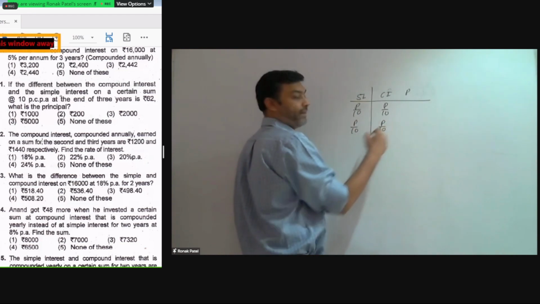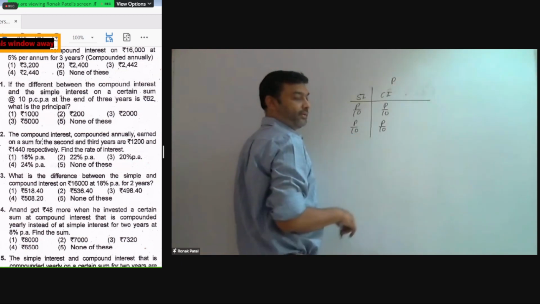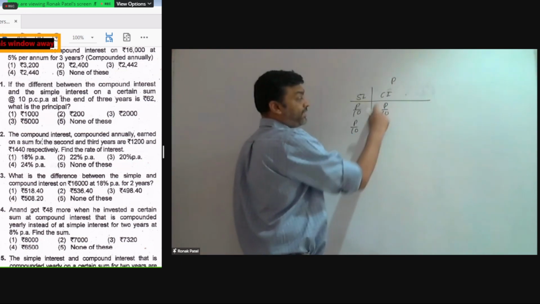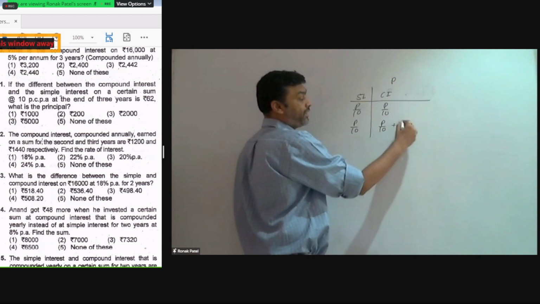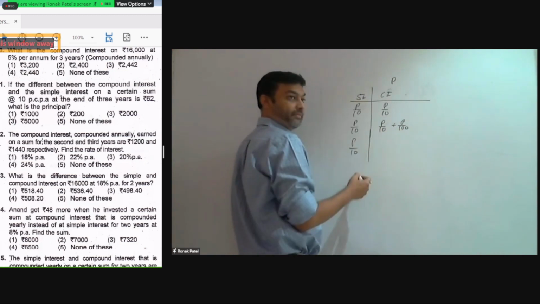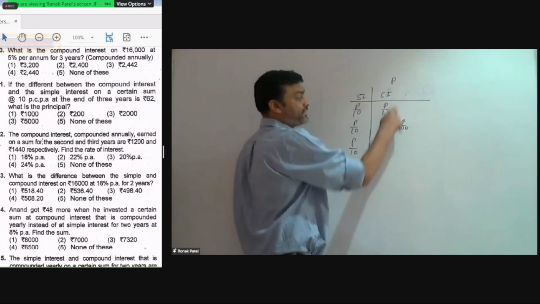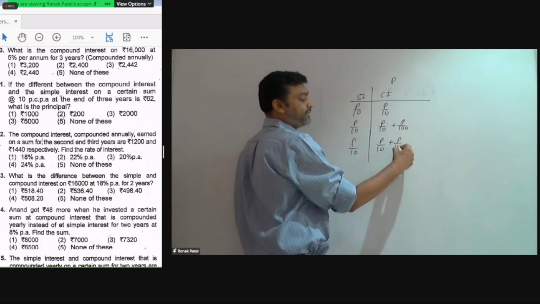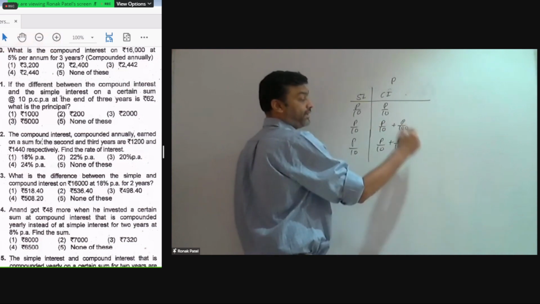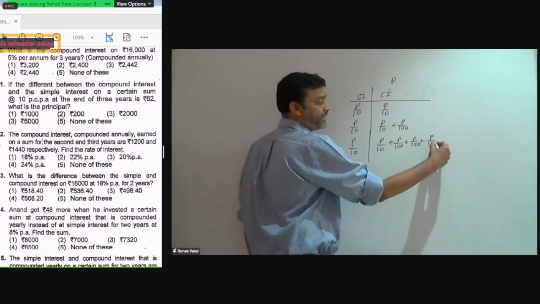Compound interest is P by 10 because on principal you will get P by 10. But once again, 10% of the interest of the first year, that becomes P by 100. Third year, your simple interest is still the same. Compound interest on principal also will get P by 10. But now on first year interest you get 10%, second year interest you get 10%, and 10% of P by 100 is P by 1000.